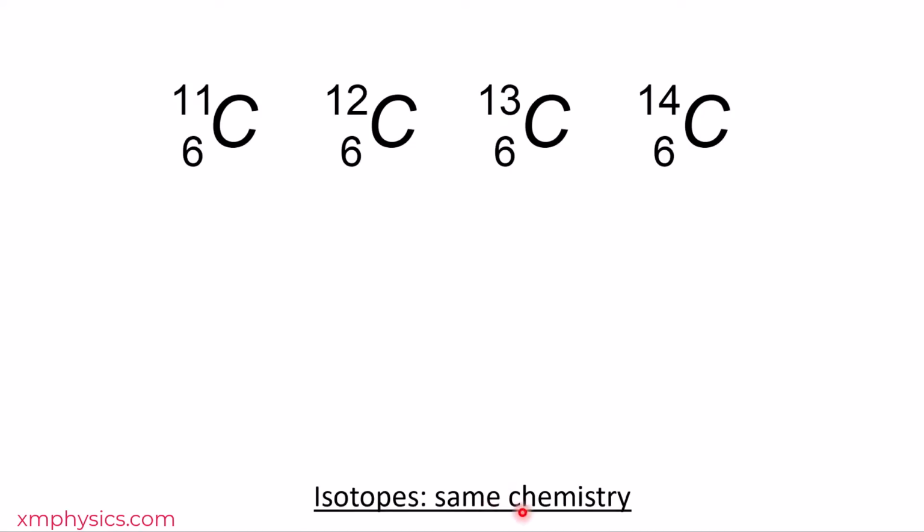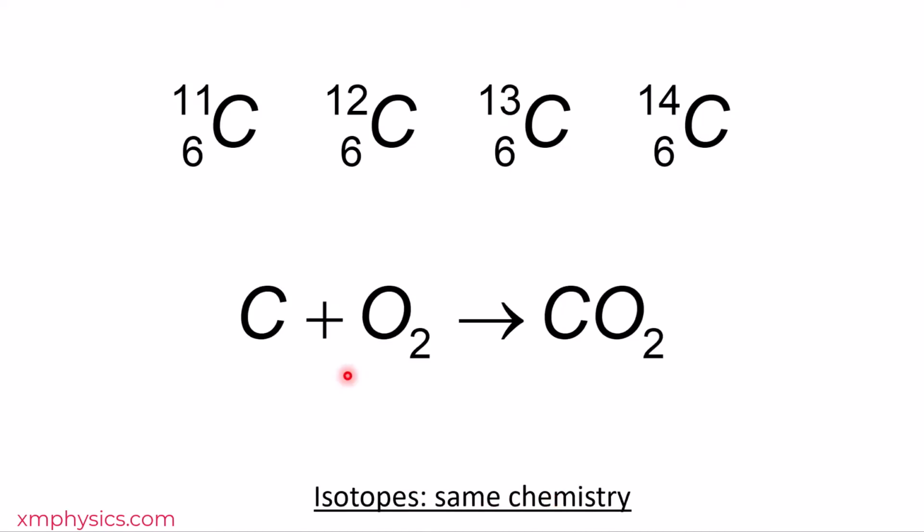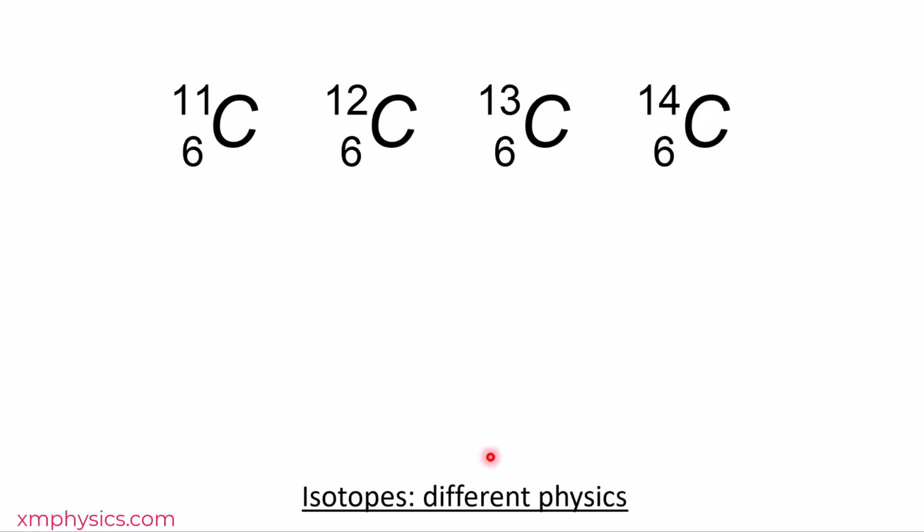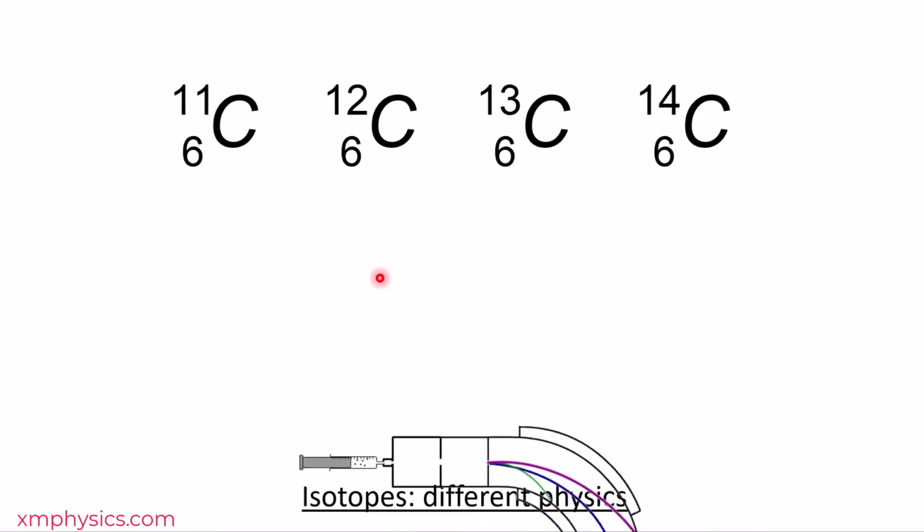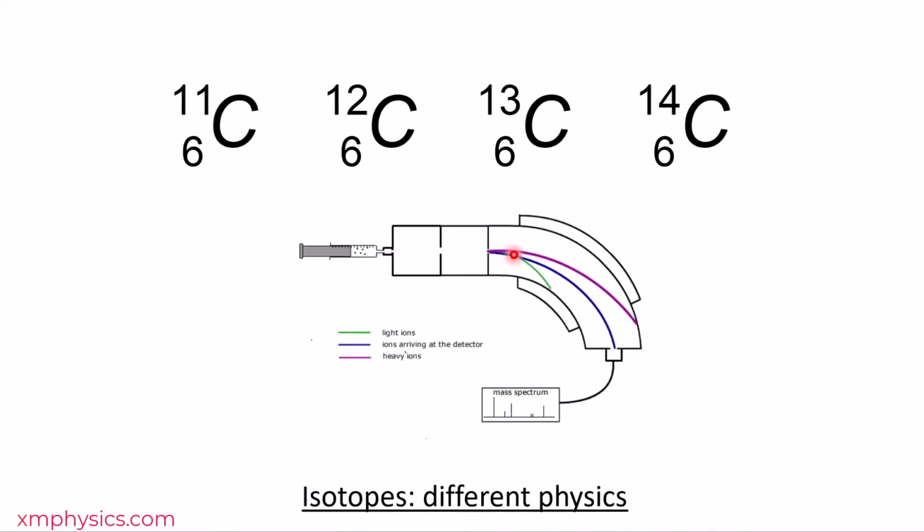Now as far as the chemistry is concerned, all isotopes have the exact same chemistry. For example, when carbon undergoes combustion with O2 to form CO2, it doesn't matter whether this carbon is carbon-11, carbon-12, carbon-13 or carbon-14. They undergo the exact same chemical reaction. But physics-wise, of course, they are different since they have different masses. For example, if you pass these 4 isotopes through a magnetic field, they'll undergo different circular motion simply because they have different masses and therefore different centripetal acceleration.